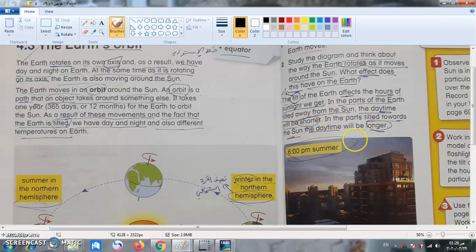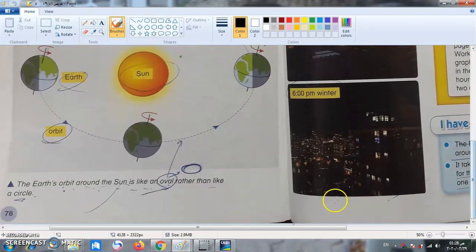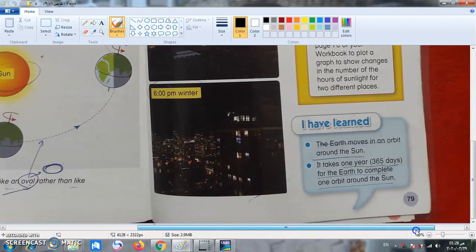Okay, so here, to sum up what we said today, what we have learned today, I have learned that the Earth moves in an orbit around the sun. It takes 1 year, 365 days for the Earth to complete one orbit around the sun. To complete one orbit of the Earth around the sun, we have a whole year or 1 year.